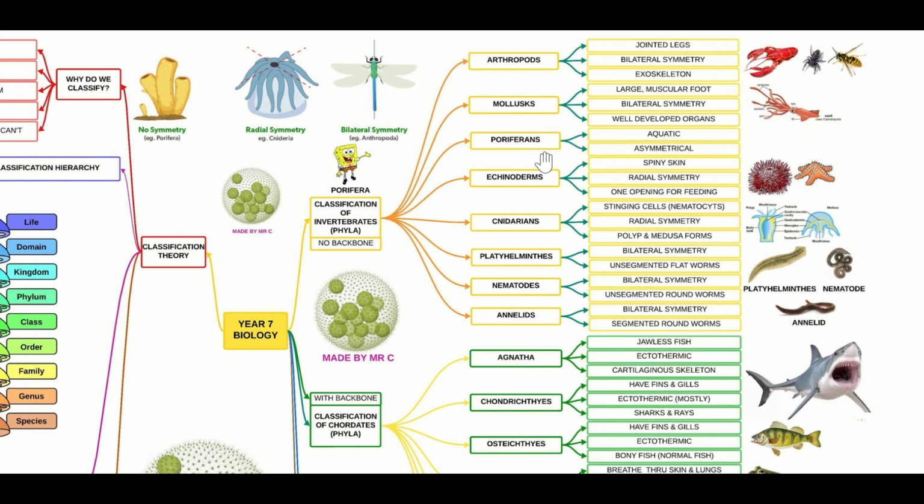Okay, porifera or poriferans are aquatic and asymmetrical. Remember, this is the one that has no symmetry. And here is porifera, it's a sea sponge.